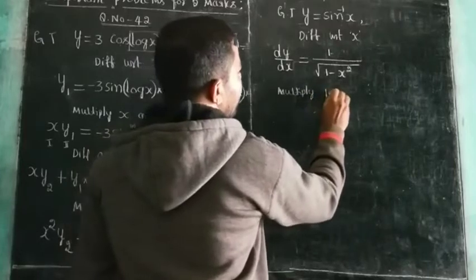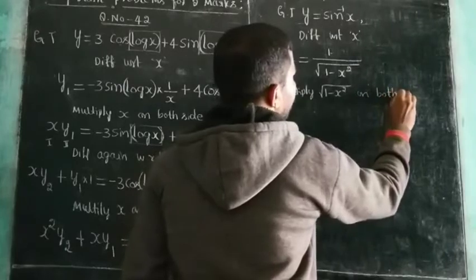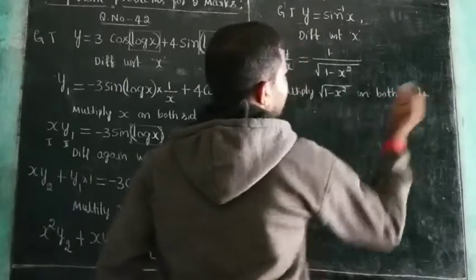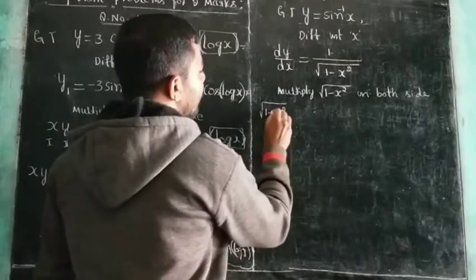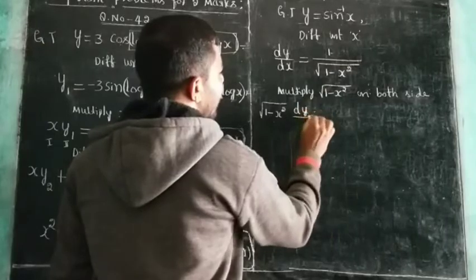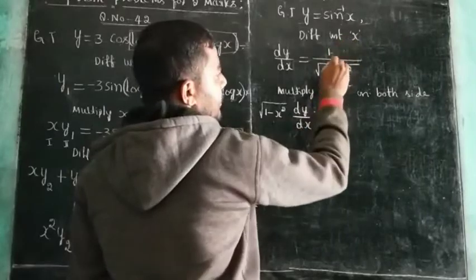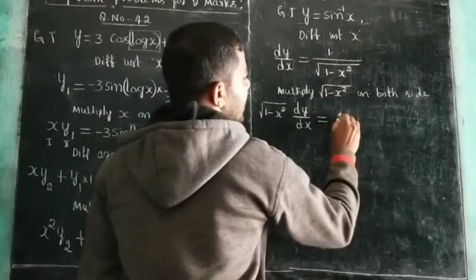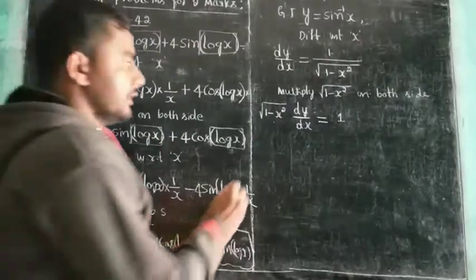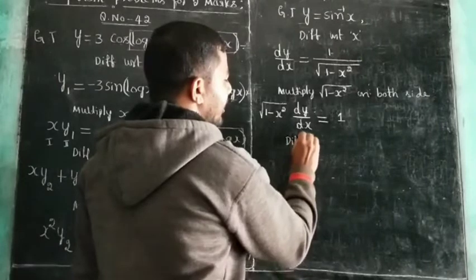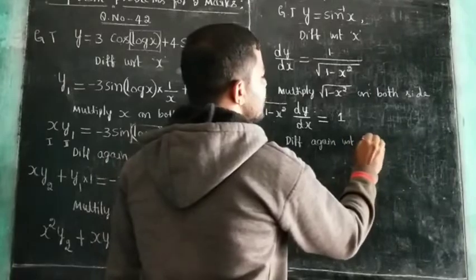Multiply the denominator, that is root of 1 minus x square, on both sides. Then root of 1 minus x square into dy divided by dx is equal to root of 1 minus x square, root of 1 minus x square are cancelled. In the right hand side we have a 1. Next, after that, differentiate again with respect to x.